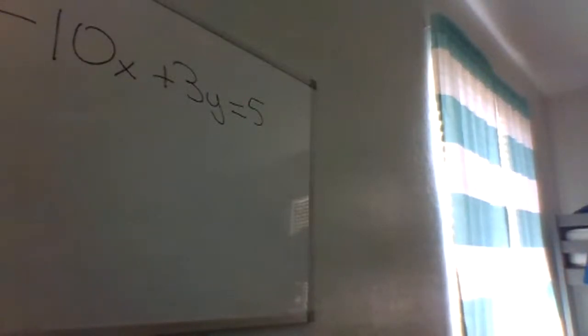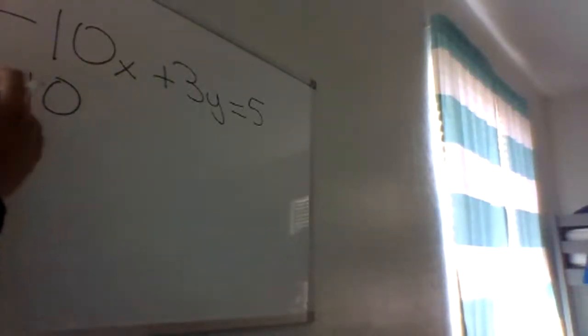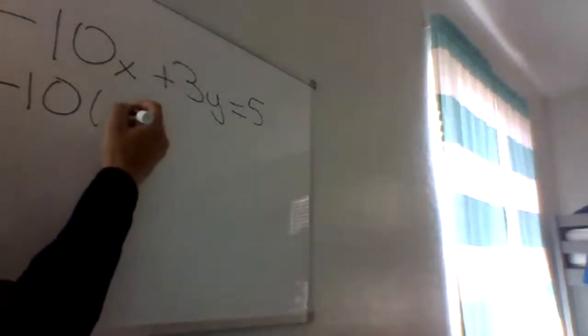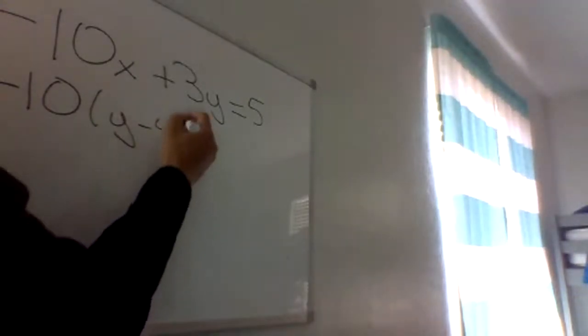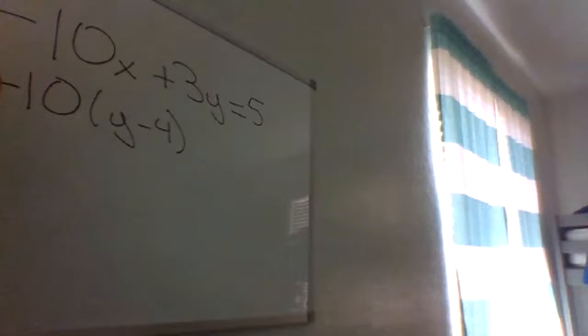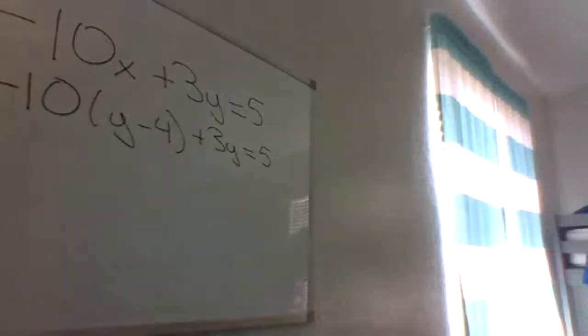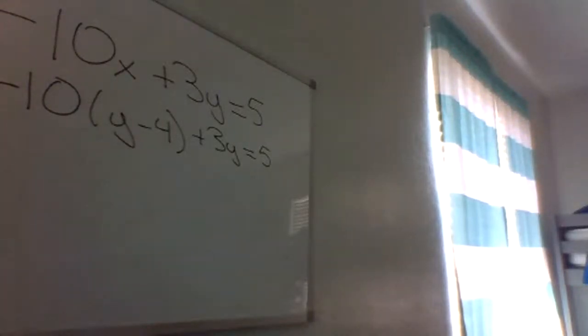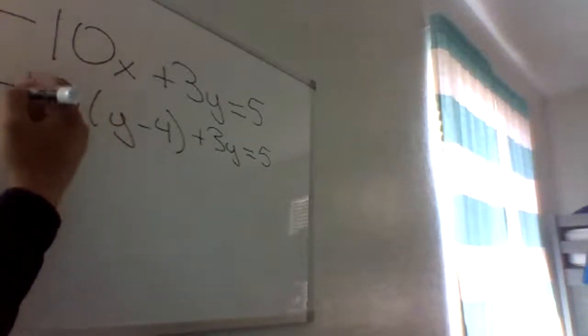So it's going to be negative 10. And what are we plugging in for x? Y minus 4. Yeah. Plus 3y. Uh-huh. Plus 5. So what should I do from there? So negative 10, we're going to multiply 10 with y and 10 with negative 4. So let's rewrite that. What's that going to give us?